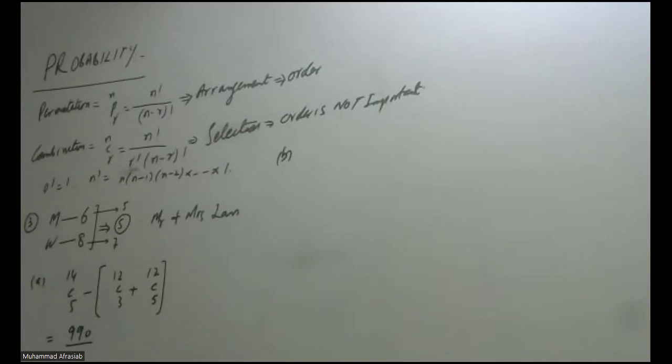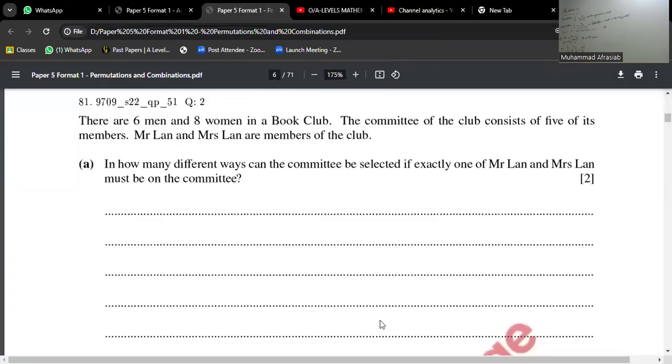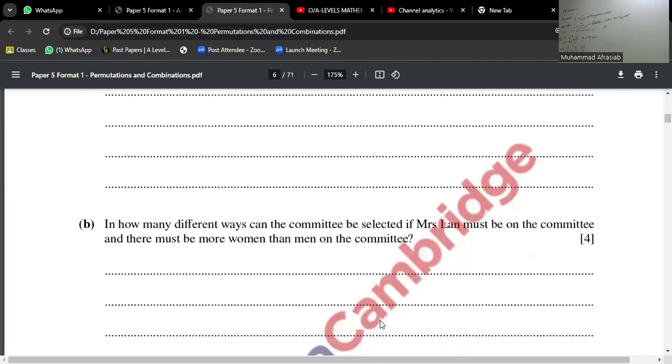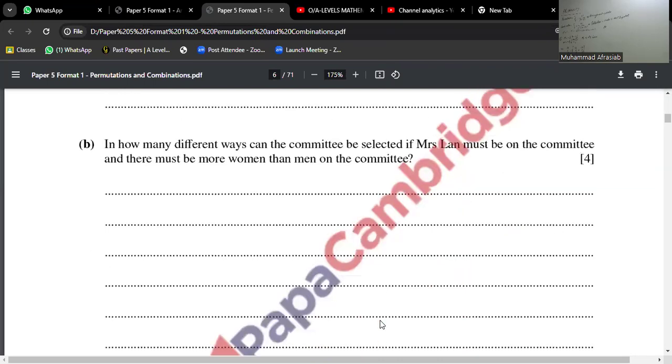No, the second part of that. In how many different ways can the committee be selected if Mrs. Lane must be one of the members of the committee, and there must be more women than men on the committee there.